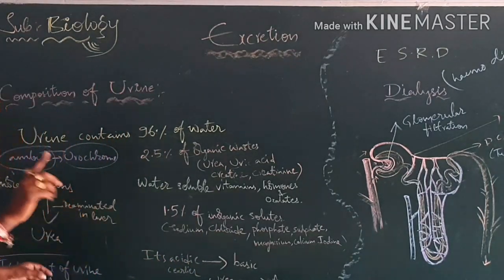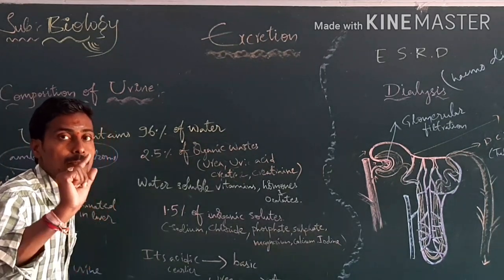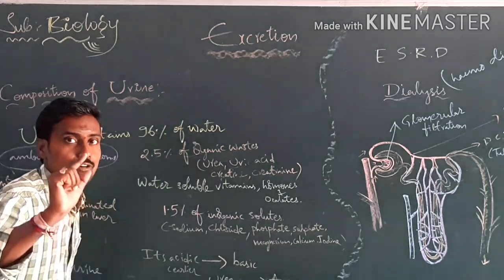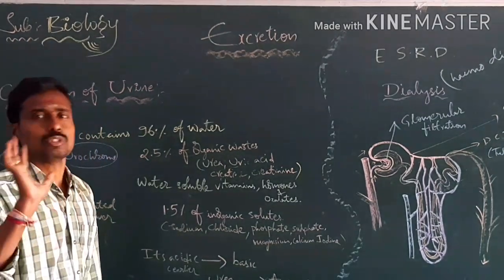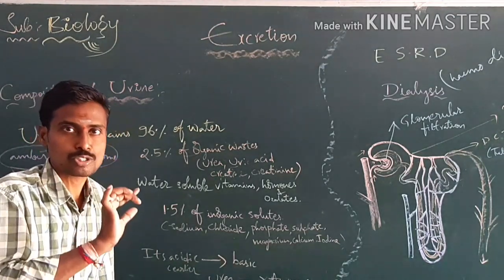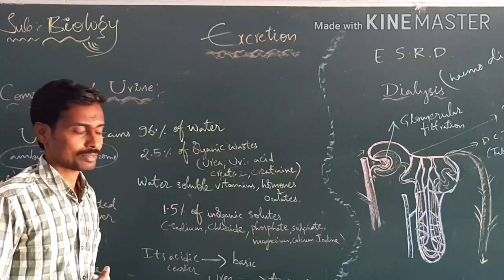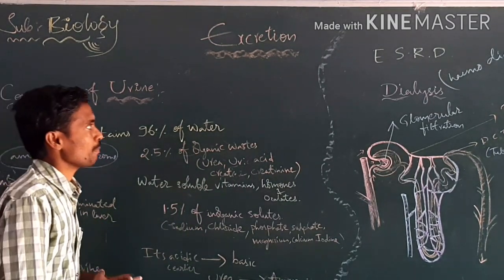One more thing I would like to remind you. The total amount of urine per day is 1.6 to 1.8 liters per day, nearly 2 liters. 1.6 to 1.8 liters on average. So that is the discharge of urine by human beings.